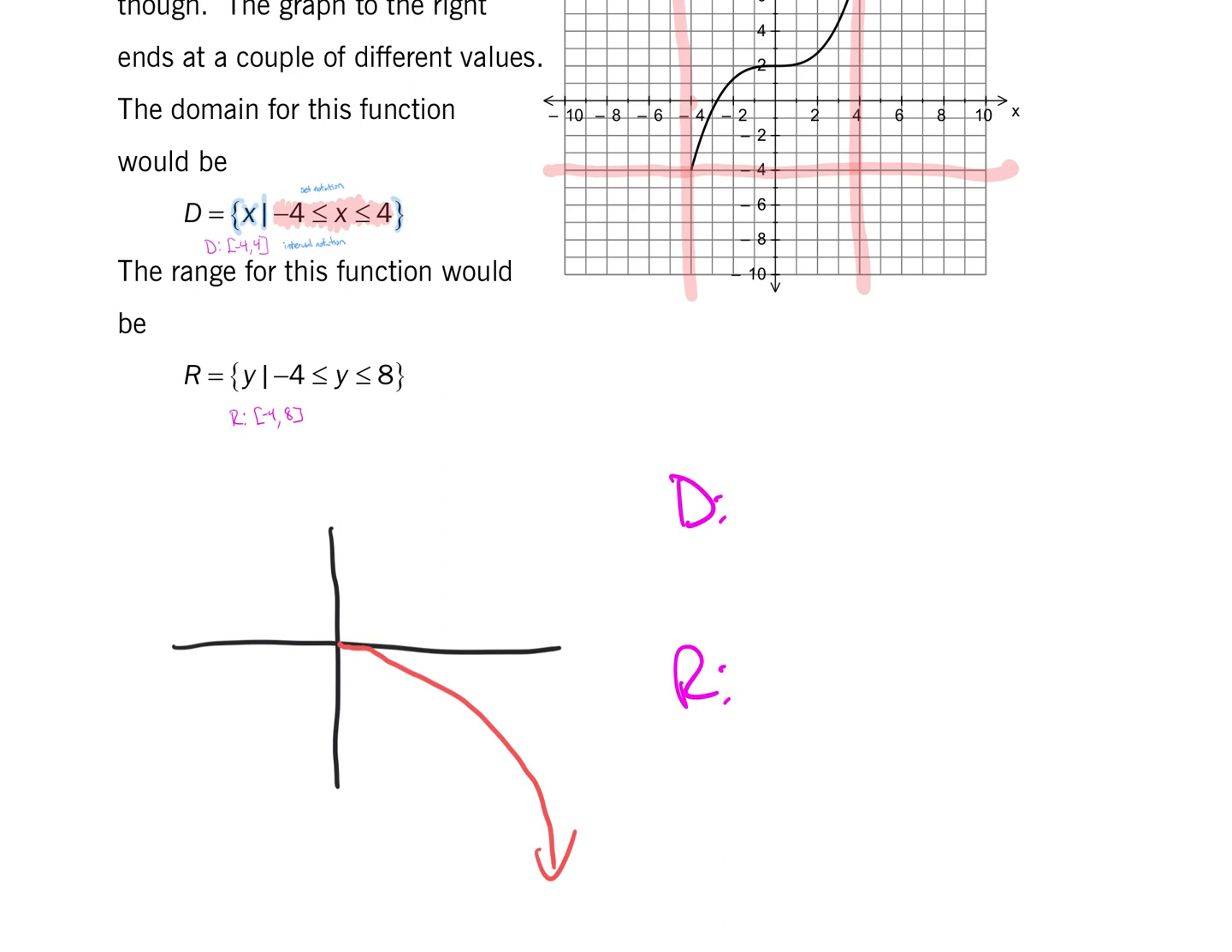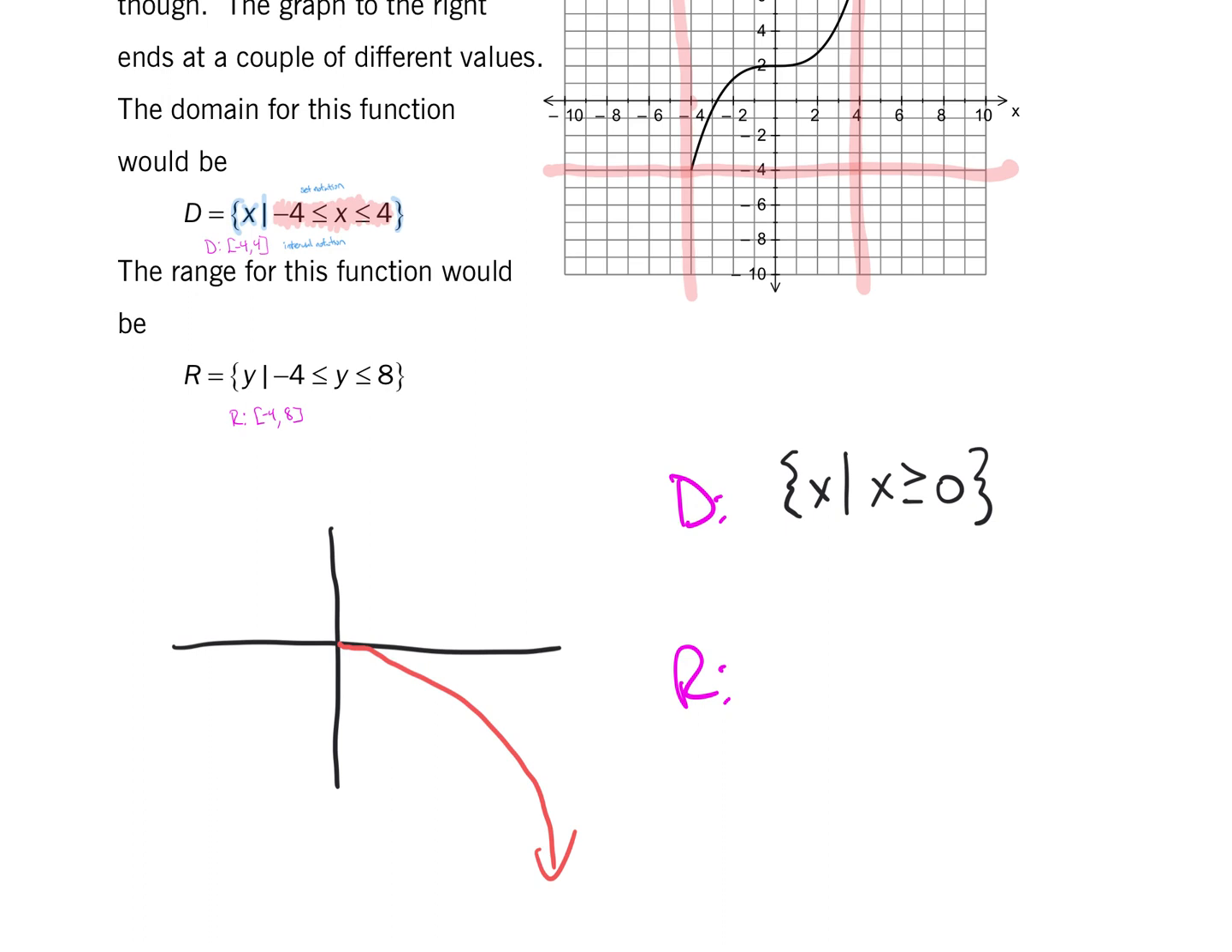This is exactly what you did. So the domain, if we were to write it out with set notation, would be the set of x's such that x is greater than or equal to 0. That's what it would be in set notation. Interval notation is a little trickier.